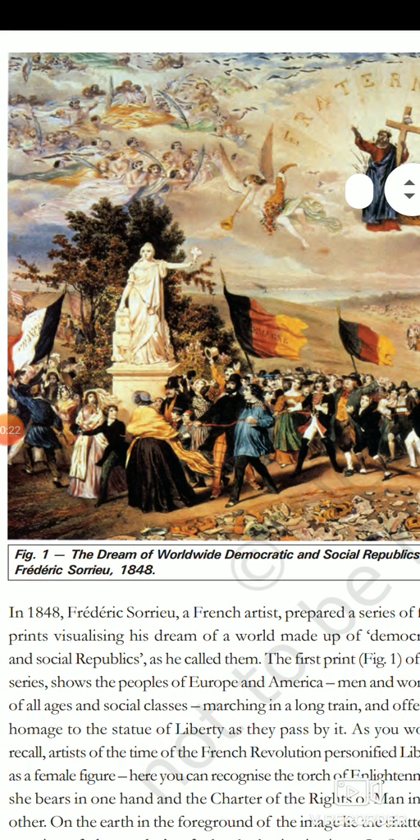It is prepared and painted by Frederick Sorrieu in 1848. He was a French artist. In the year 1848, Frederick Sorrieu, a French artist, prepared a series of prints visualizing his dream of a world made up of democratic and social republics.